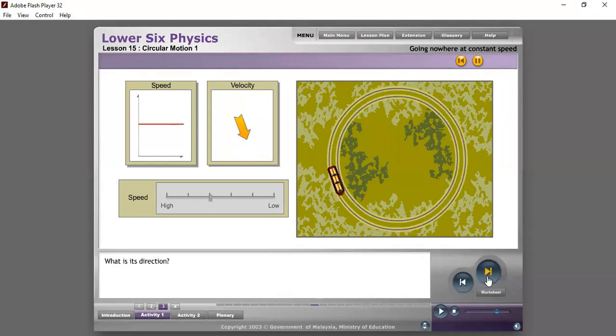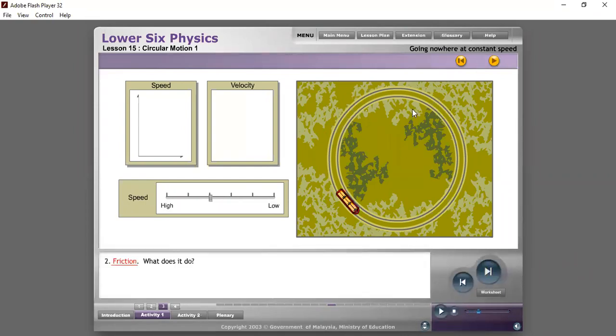What is its direction? Answer: in the direction of travel, at a tangent to the curve. So the direction always changes. What is the direction? That means the direction is at any tangent. Where is it? That means the tangent will be the direction.